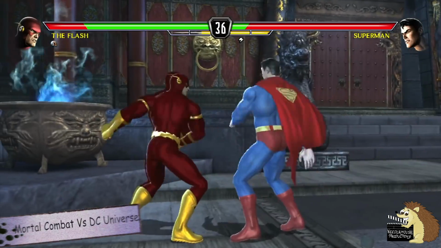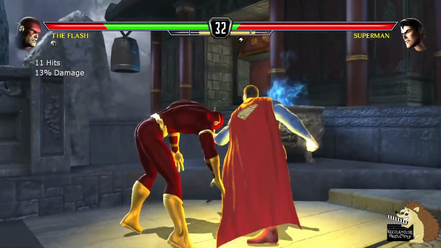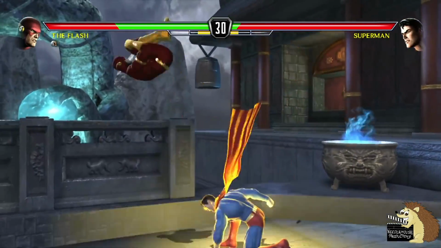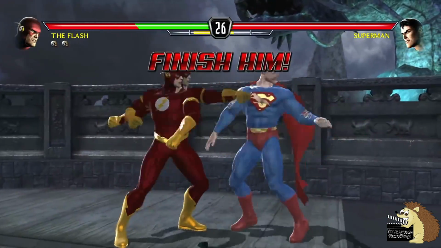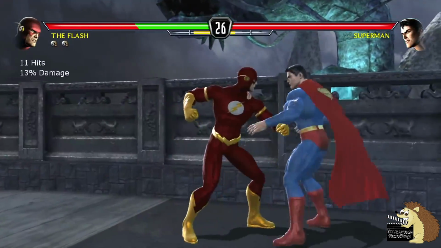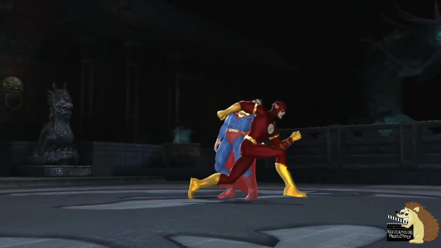Phasing. Now, in real life, the Flash phasing his molecules just wouldn't work. The idea is that he's able to vibrate his molecules and then move them through the empty spaces in objects so that he can phase through them. Now, if you don't understand how that works, don't worry, because it's not really important.